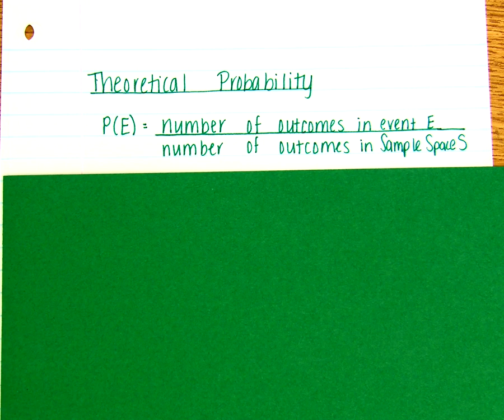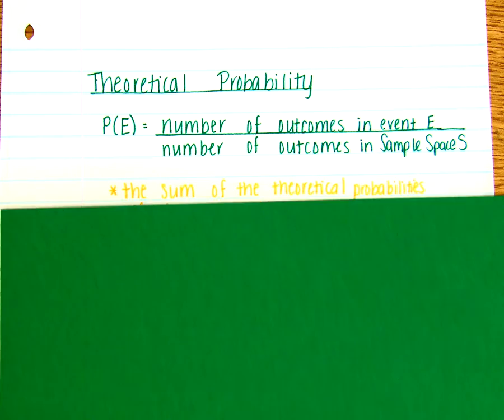Now we're going to talk about what's called theoretical probability. The formula for theoretical probability looks very similar to our formula for the empirical probability. For theoretical probability, it says the number of outcomes in event E divided by the number of outcomes in the sample space.